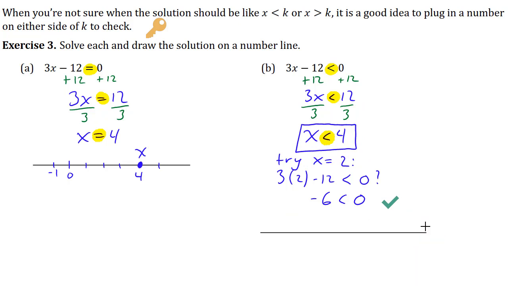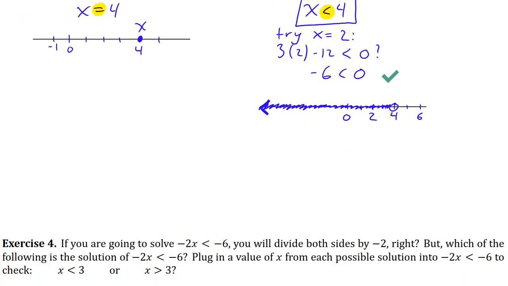So quick on a number line. Here's going to be 0. We want things out on this side, including 2, like we just checked. Okay, so that's those. Let's look at exercise 4.